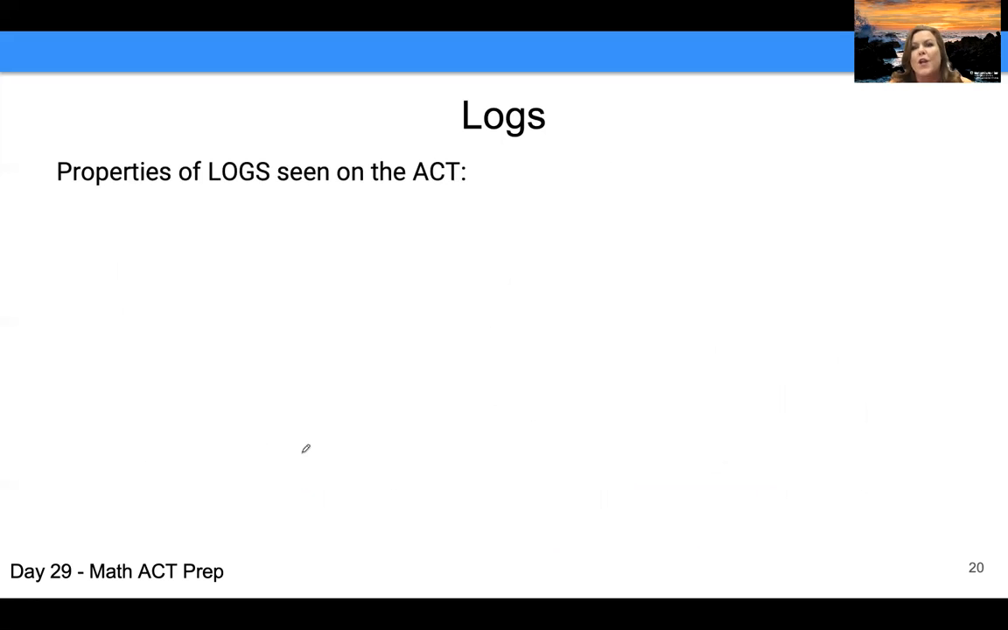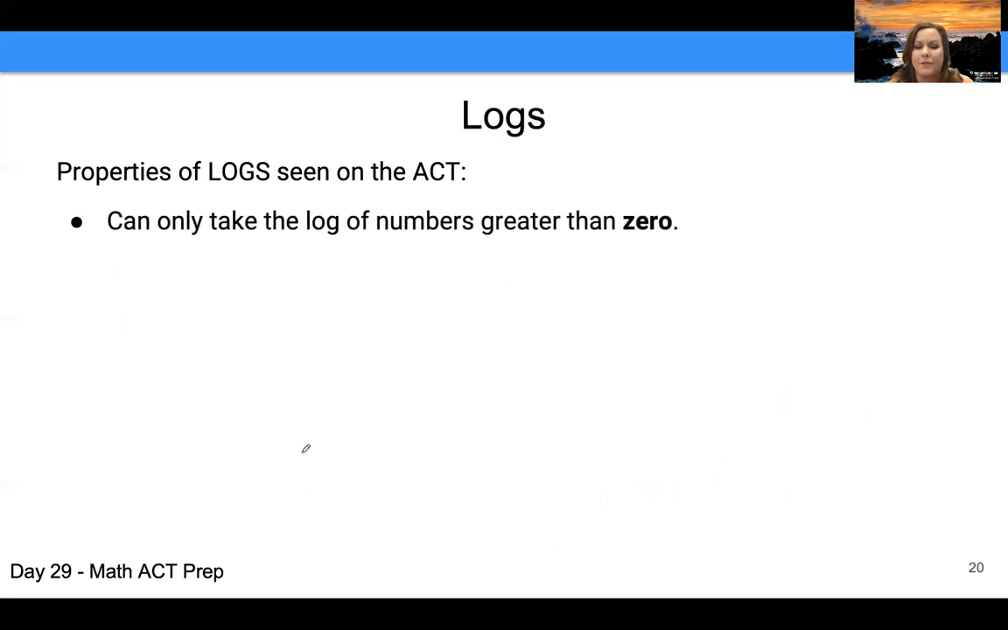Now, you're not going to have to actually find the log of something because you don't have a calculator, but you are going to have to use properties of logs. And these are some properties that you have to know. You can only take logs of numbers greater than 0, so we can't do negatives. Can't do log base b of negative 5, because if a number is being raised to an exponent, it's not going to come out negative. That's why.